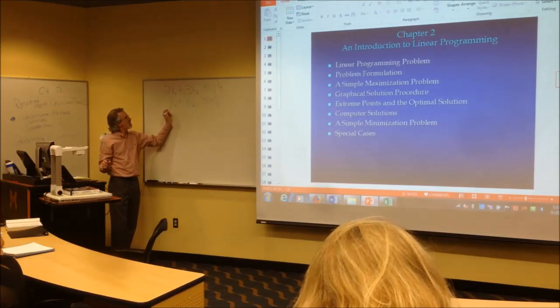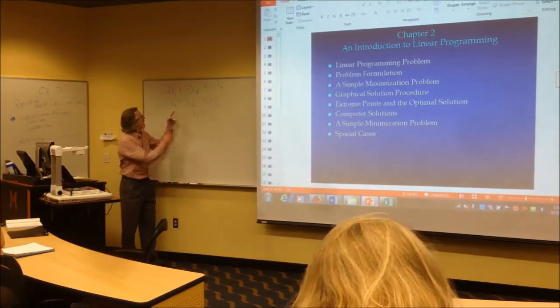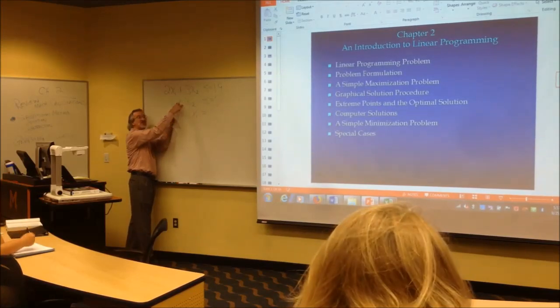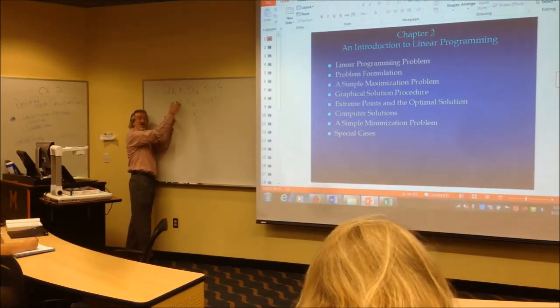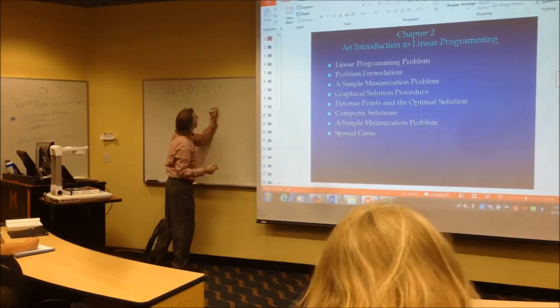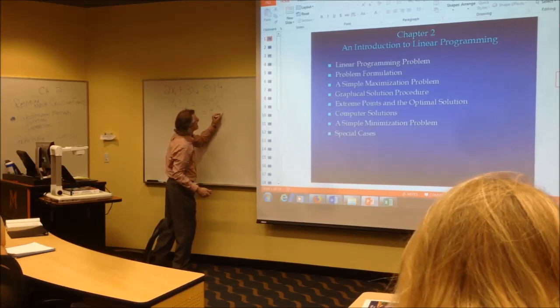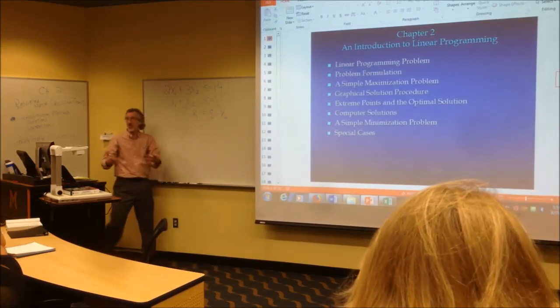So let's say I want to make x1 all by itself. To get rid of this one, I must subtract x2. Whatever you do to one side, you've got to do to the other. So if I subtract x2 here, I have to subtract x2 here. What do I have on the right side? 8 minus x2, the variable x number 2.